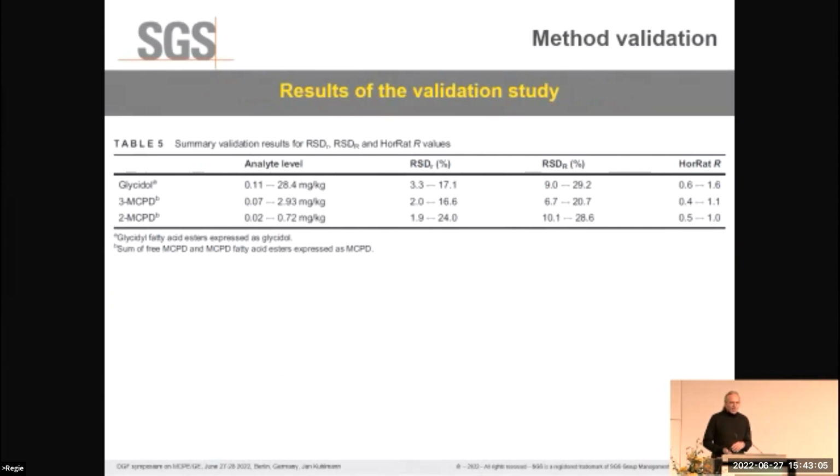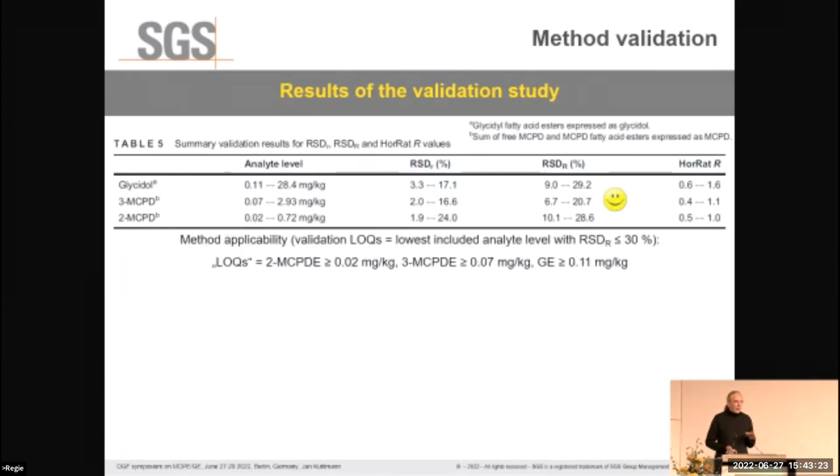You see the 3 analytes and the analyte levels tested in the MLT showing acceptable reproducibility. So of course you can also analyze higher contents, but you should not go for lower contents. However, the method applicability seems to be relatively low, 20 ppb and 70 for the MCPD esters, and understandably higher for the Glycidyl esters. So this is good news, or this was good news.